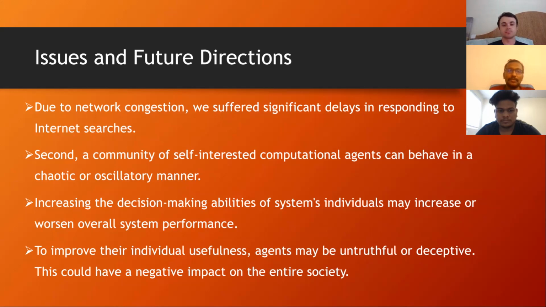And second, a community of self-interested computational agents can behave in a chaotic or oscillatory manner. That means if they work on their own goals, it will be difficult to make them work toward a single prescribed goal. Increasing the decision-making abilities of individual systems may increase or worsen overall system performance. In the process of improving their individual performance, agents may be untruthful, and that could lead to problems in the system.